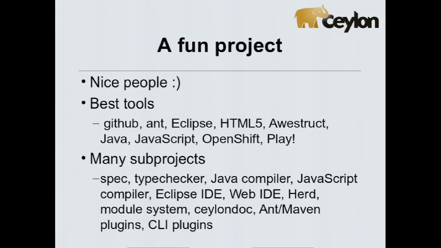Contributing to a language might sound really hard, but it's not rocket science. We have many small components where people can make a quick difference. We have the type checker, the JVM compiler, the JavaScript compiler, the Eclipse IDE, and a web IDE where you can try Ceylon code online. It's pretty nice, and it runs in your browser. We have Herd, which is a Play application. We have the module system, tools to generate HTML, the command line. There are a lot of different types of things that you can do in there.